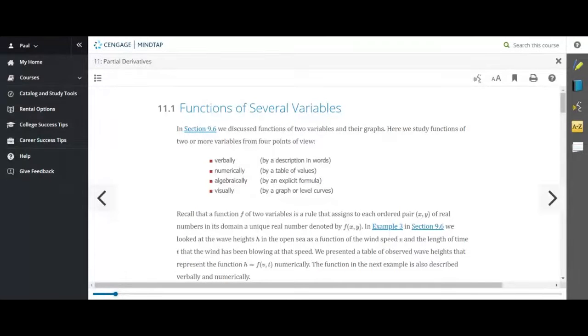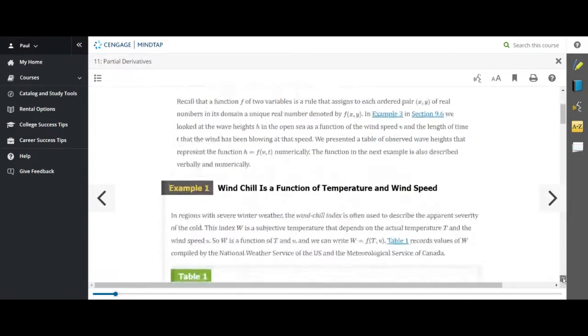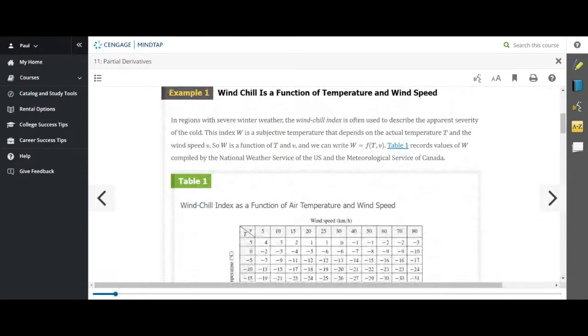Okay, we are recording. We're now moved into section 11.1, functions of several variables. We have seen this back in section 9.6. In calculus 1 and 2, you dealt with functions of one variable. But why do we need functions of two variables?